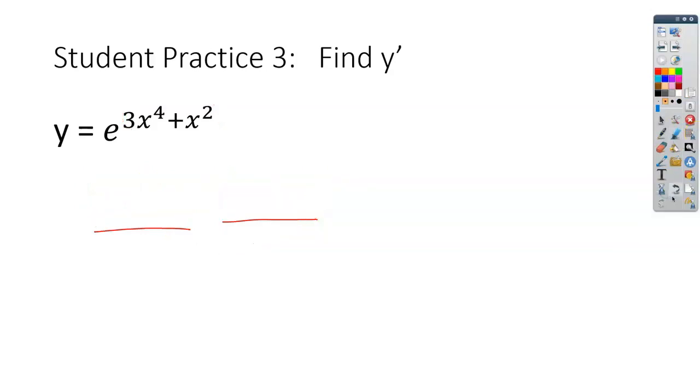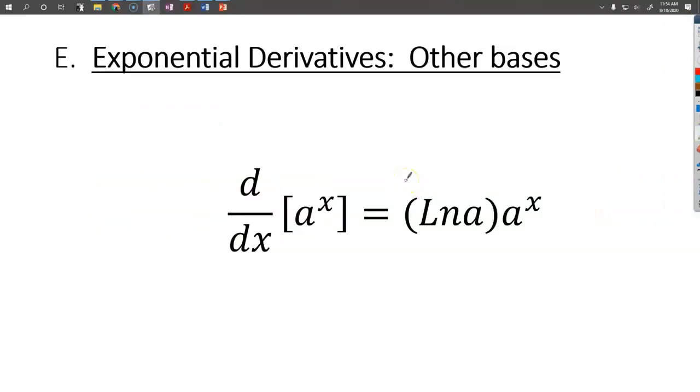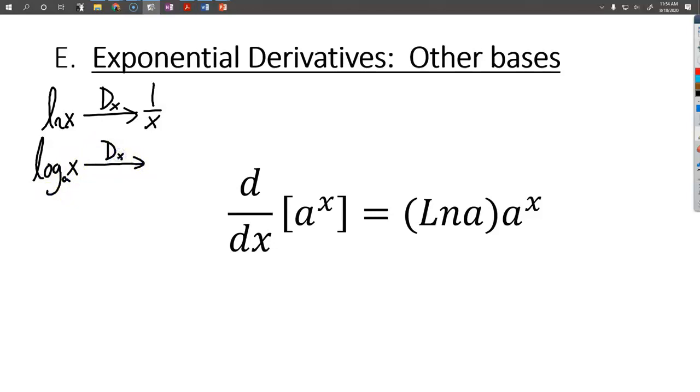Anywho, let's go ahead and move on to another type of problem. This kind of follows the same pattern as the other one. You guys remember that when we had ln of x, the derivative of that was 1 over x. And when we had another type of log with a different base, the derivative was the same thing. It's just that we had to throw an ln of a on the bottom with it, right?